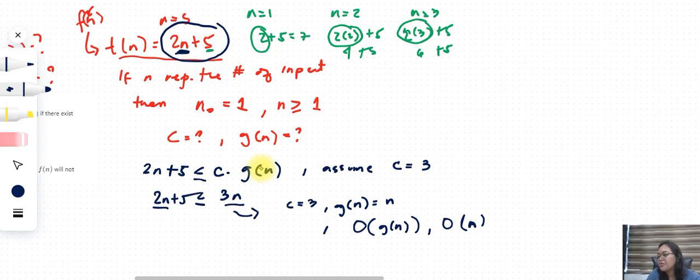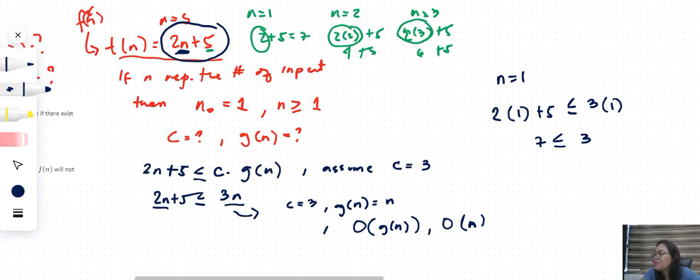So, if n is equal to 1, we say here 2(1) plus 5 less than or equal to 3(1). Okay, so 2n plus 5, that is 7, less than or equal to 3. Oh no, this does not hold true. 3 is not greater than 7.